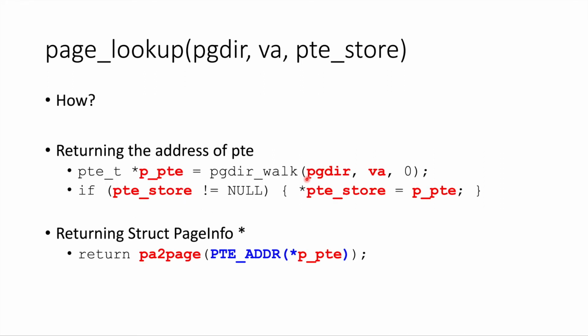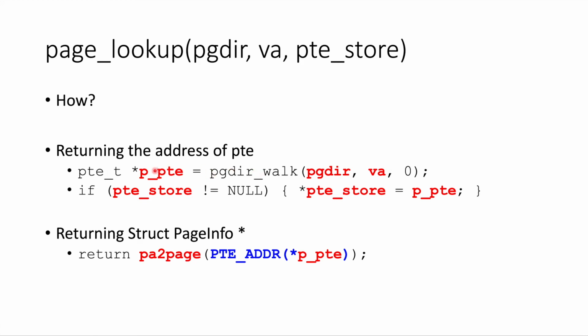And to implement this function, to get the page table entry, you need to run the pgdir walk using the pgdir and VA. But here, because it's just for lookup, it's not about creating a new mapping. So you can use pgdir walk with the pgdir and virtual address, but with the last create flag as 0. Then it will not create a new mapping, but return either null or a valid page table entry. If the mapping does not exist, it will return null.